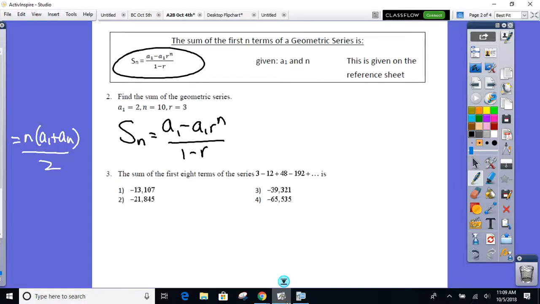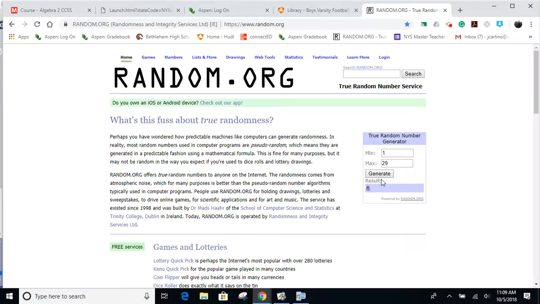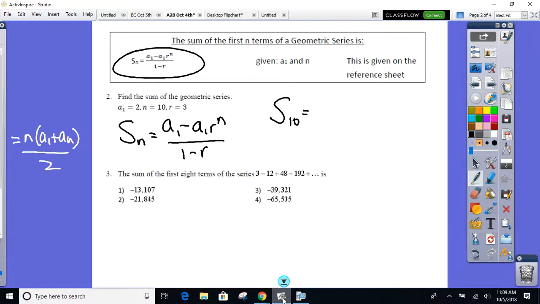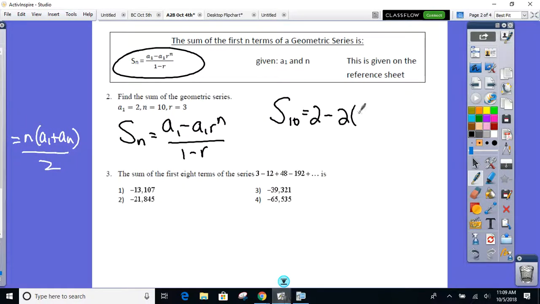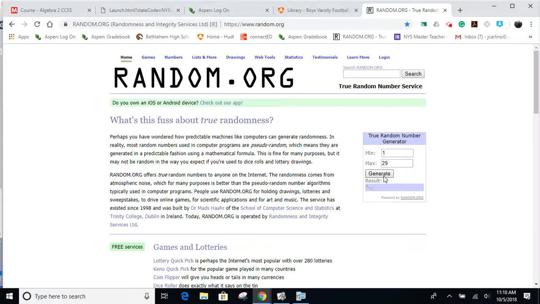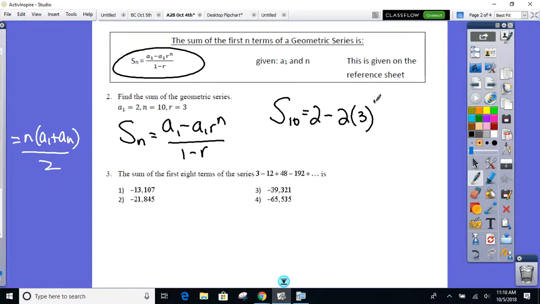What's my n value? 10. So find the sum of the first 10 terms. First term, 2. 2 minus 2 times, what's my r value in this case? 3, raised to the, what's my n value? 10, all over 1 minus 3.